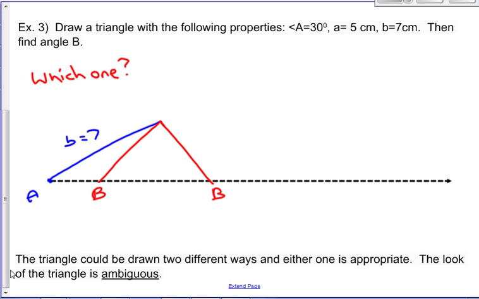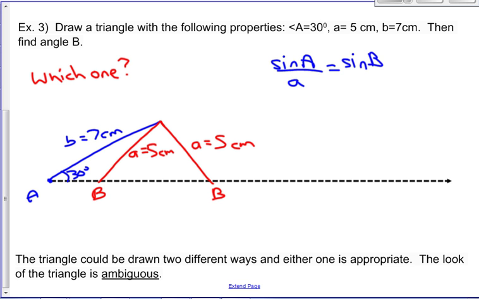Now, given that, let's still try and figure out what's going on. So a would be 5 in either case, and these are centimeters. This angle here is 30 degrees. b is 7 centimeters. So what it said in the formula booklet was this. Let's just swap that around. Sine B over b equals sine A over a.